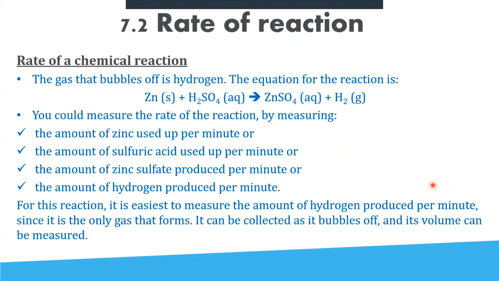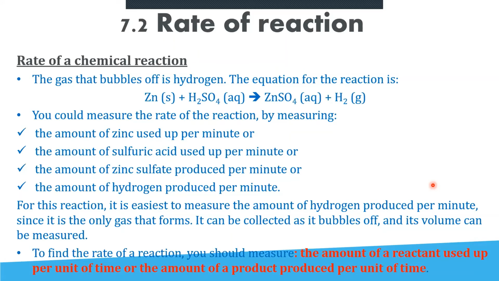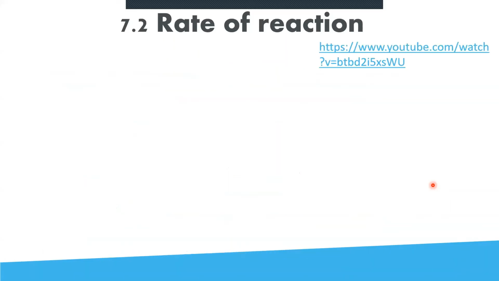So for this reaction, it is easiest to measure the amount of hydrogen produced per minute since it is the only gas that forms. It can be collected as it bubbles off and its volume can be measured. Let's watch a video.